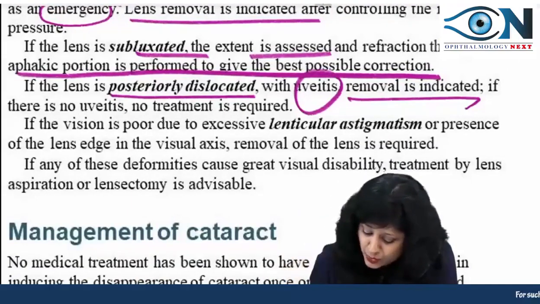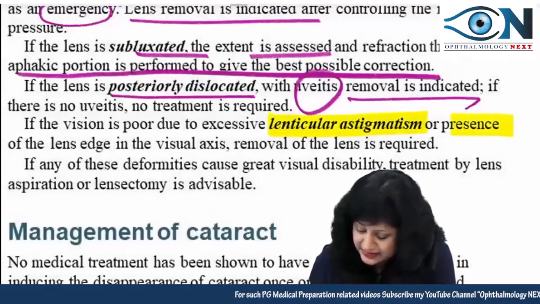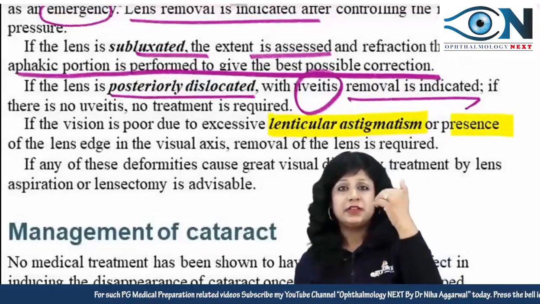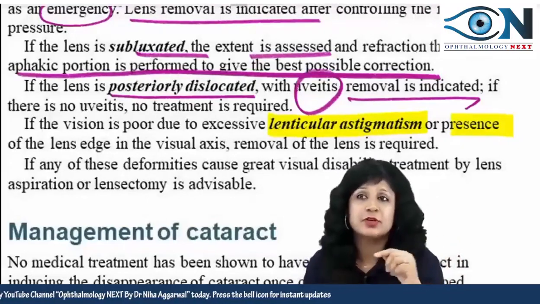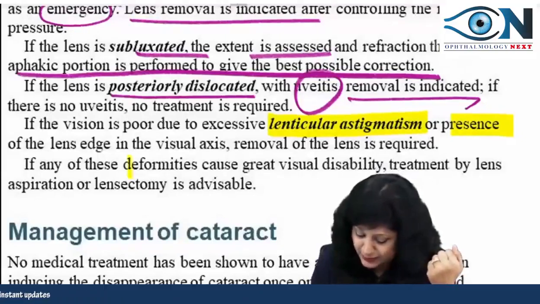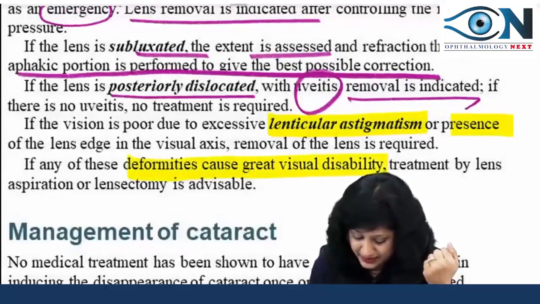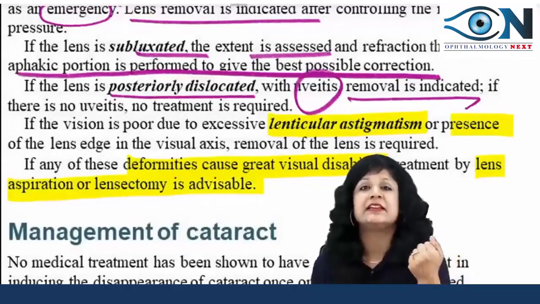If the vision is poor due to excessive lenticular astigmatism or the lens edge in the visual axis, then also you have to remove it. If there is uveitis, then also you have to remove it. If there is glaucoma, then also you have to remove it. If any of these deformities cause great visual disability, we can also do lens aspiration or lensectomy.